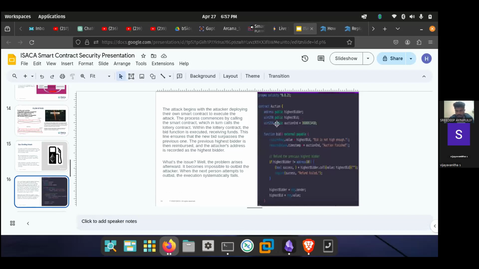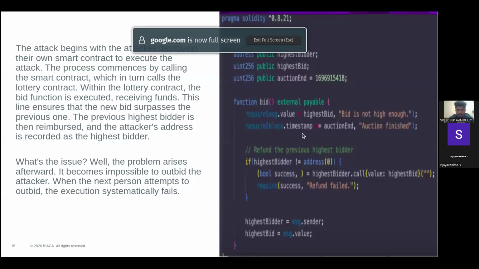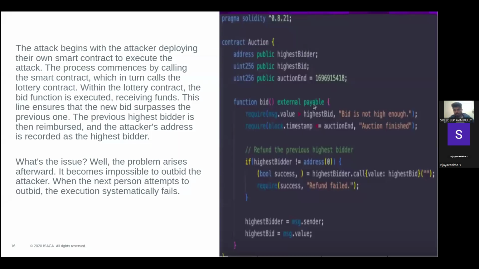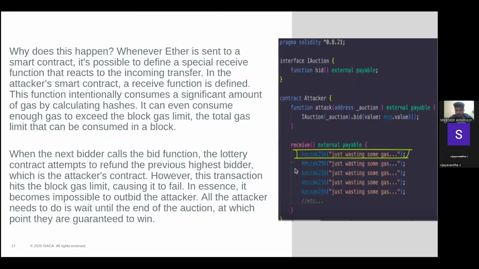So this is an example of a gas griefing attack. This is a contract with a highest bidder, an auction kind of thing. I'll show you the code in full screen. This is external payable, and it requires msg.value to be higher than the highest bid. This is the condition.